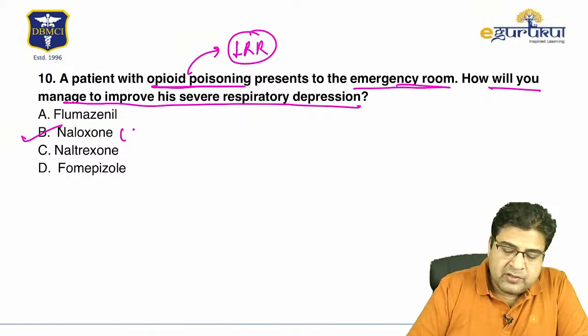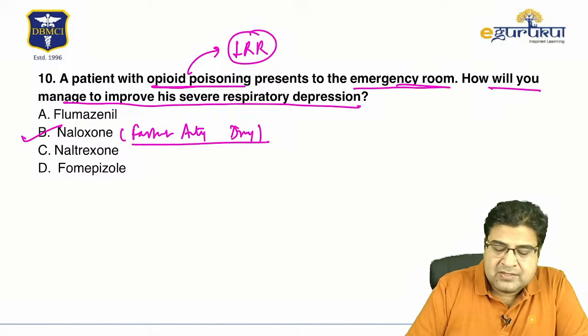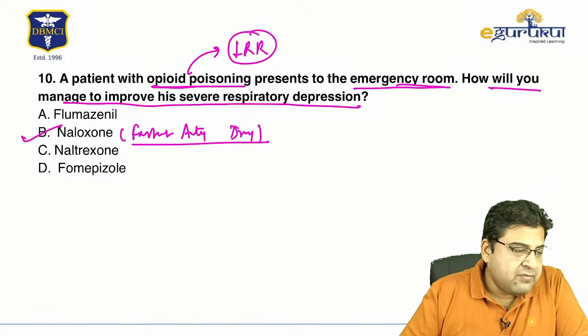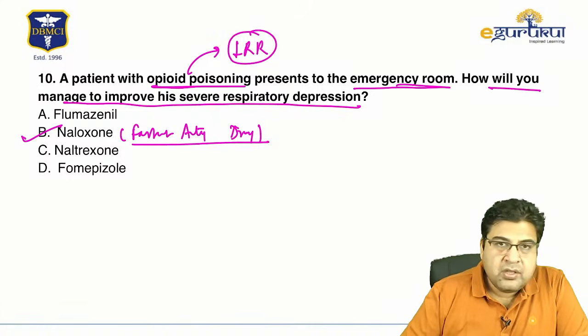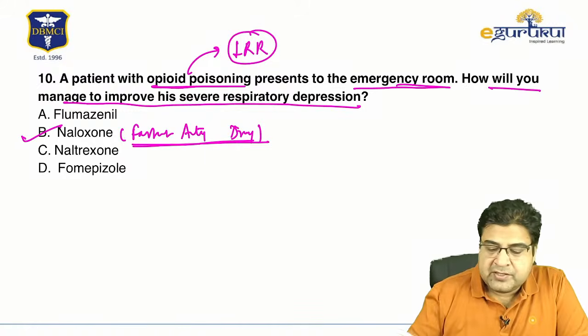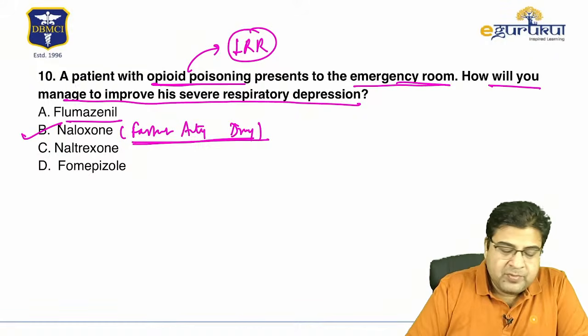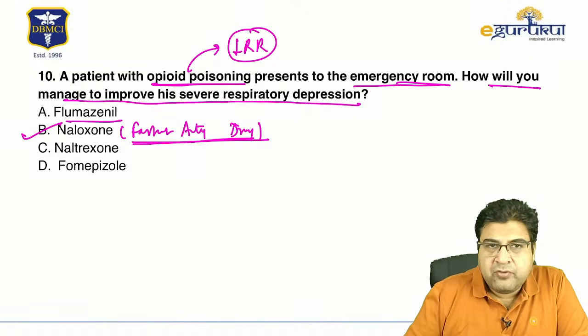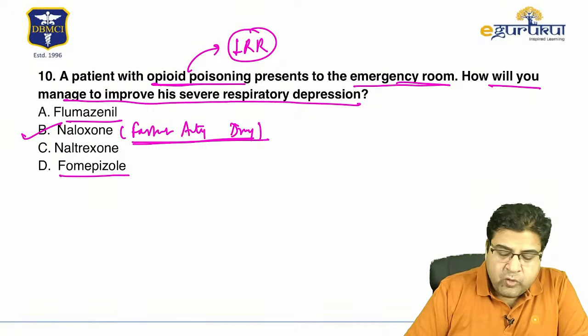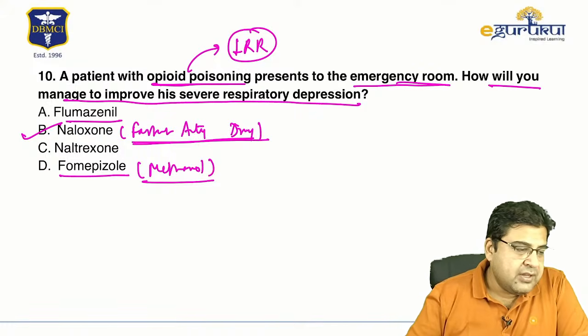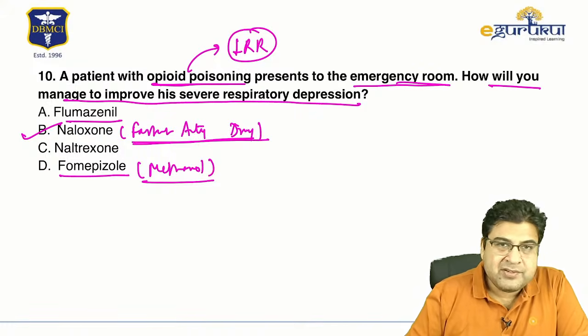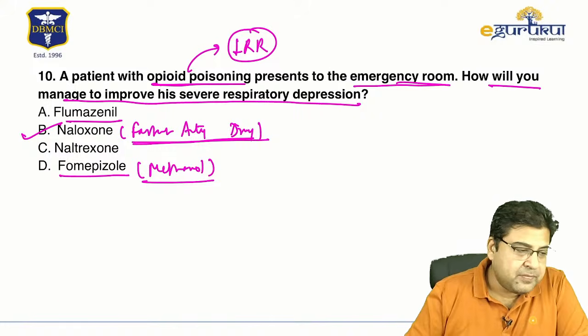The best antidote, the fastest acting drug, is naloxone. Naloxone is the fastest acting antidote, the antidote of opioid poisoning. We discussed already that we give flumazenil for benzodiazepine. And fomepizole, we have discussed already in a previous question. This is given for methanol poisoning. So question number 10, the answer is B.